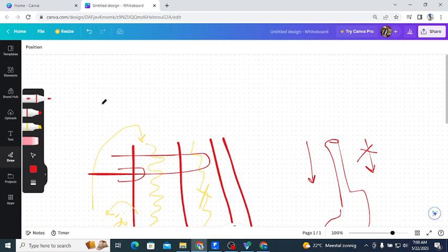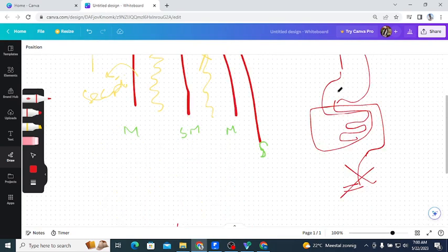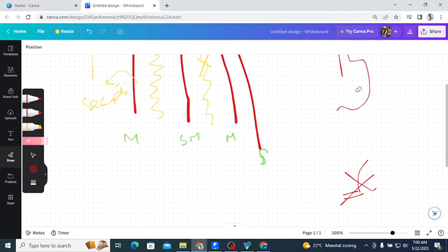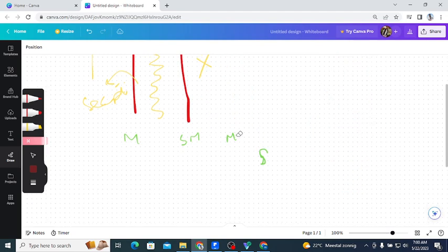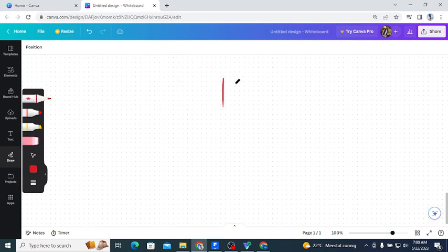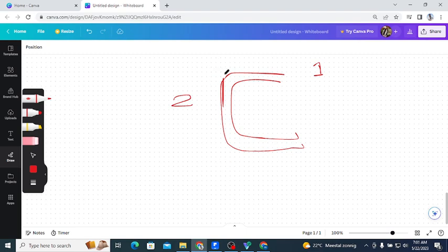Suppose this is the duodenum I am drawing right now. It is a C-shaped organ. Part 1 is at the level of L1, and then the second part is moving downward from L1 to L3.